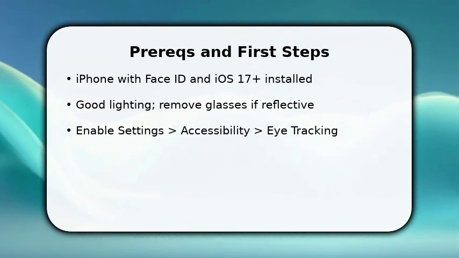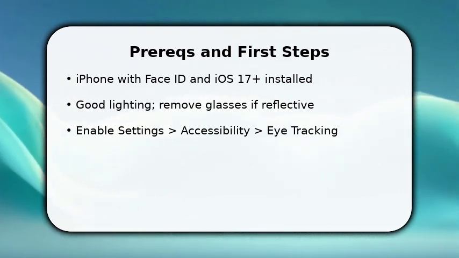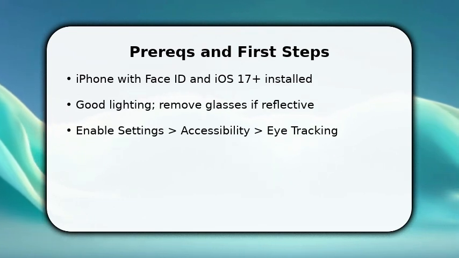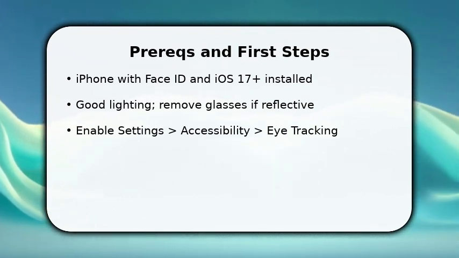Now position your phone at chest height and lock your arm steady. Make sure you're about an arm's length away and that the camera has a clear view of your face.